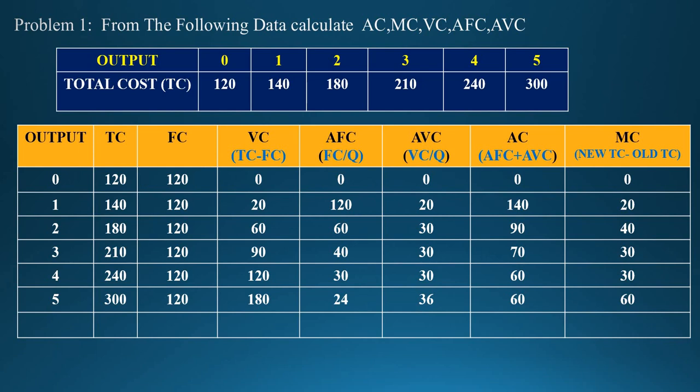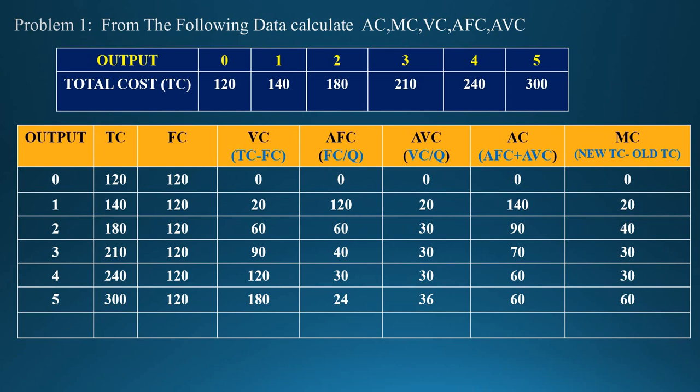Now where is the FC? That is in the third column. Correct? What is the FC? 120, that is fixed. Correct? So now we have to calculate the VC. When output is 0, then TC is how much? 120. FC is 120. Then VC is equal to 0.